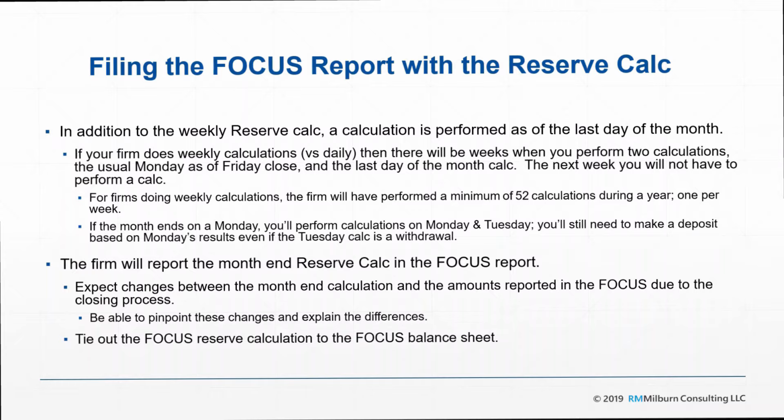If the month ends on a Monday, you'll perform calculations on Monday and Tuesday. You'll still need to make a deposit based on Monday's results, even if the Tuesday calc is a withdrawal. Now, the firm will report the month-end reserve calc in the FOCUS report, and you should expect changes between the month-end calc and the amounts reported in the FOCUS due to the closing process. You should be able to pinpoint these changes and explain the differences, and you should be able to tie out the FOCUS reserve calculation to the FOCUS balance sheet.